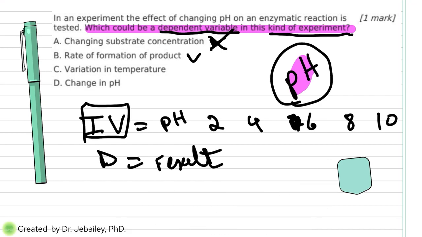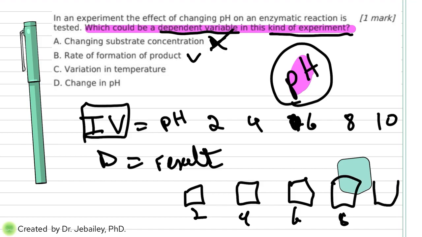Because imagine you have a test tube at a pH of 2, a test tube at a pH of 4, a pH of 6, a test tube with 8, and a 10. And what are you putting inside? You're putting the enzyme and the substrate. Remember, they all have to have exactly the same amount of enzyme and substrate.